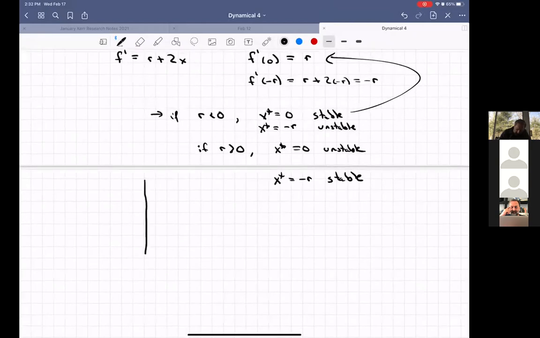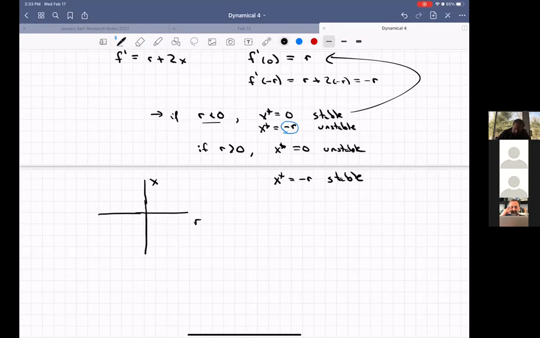And so if I draw my bifurcation diagram, when r is positive, the origin is stable. When r is positive, there's a fixed point at negative r, and that one is unstable. Everybody see what I've done so far? Except I did it wrong. You should be confused. Did I do it wrong?